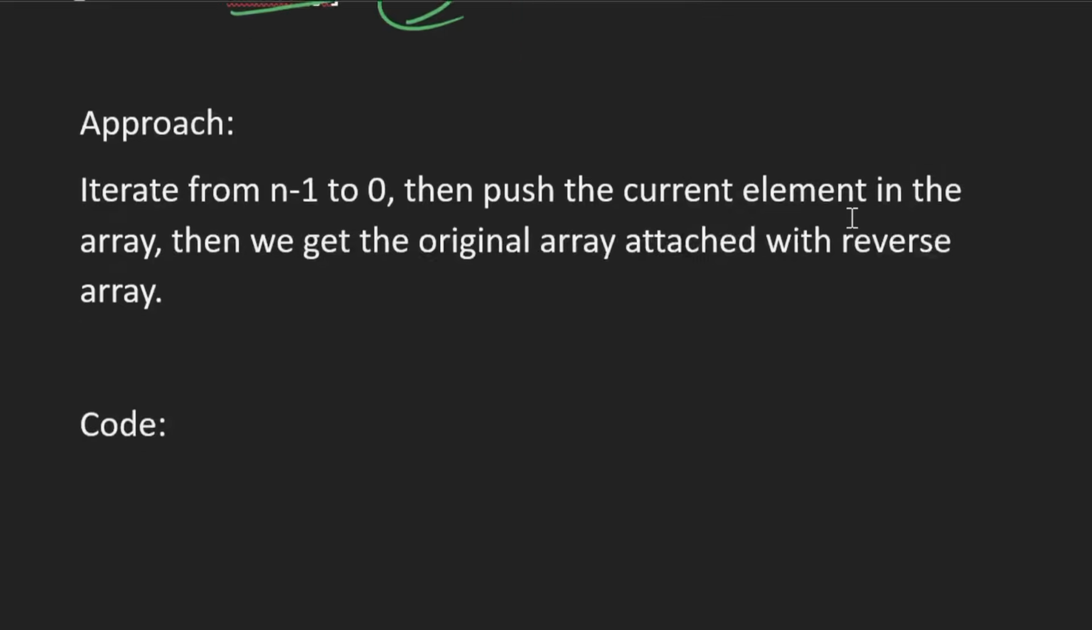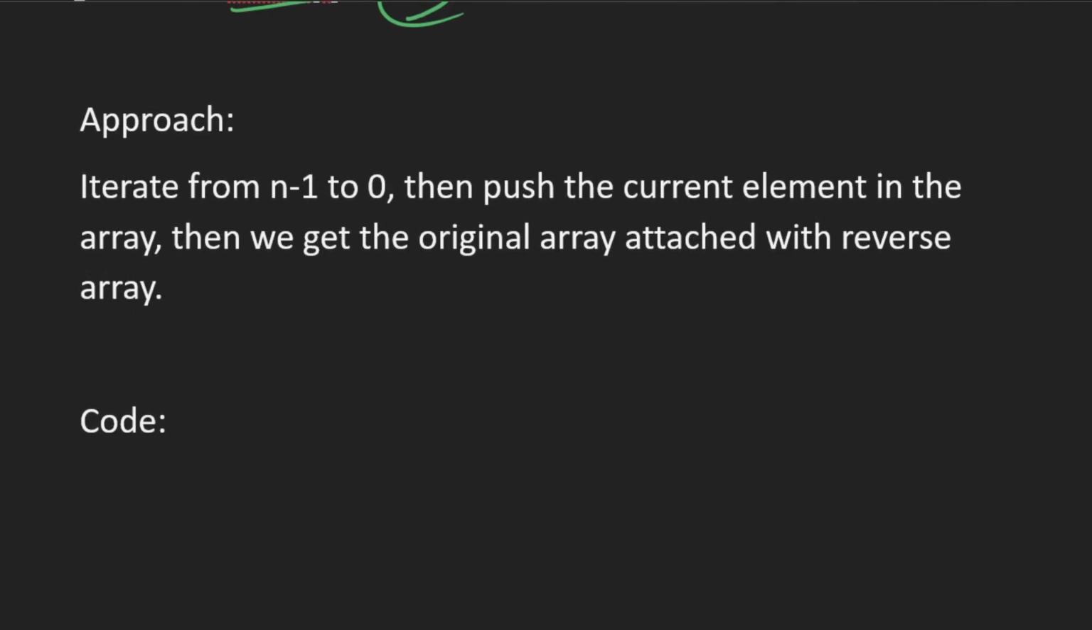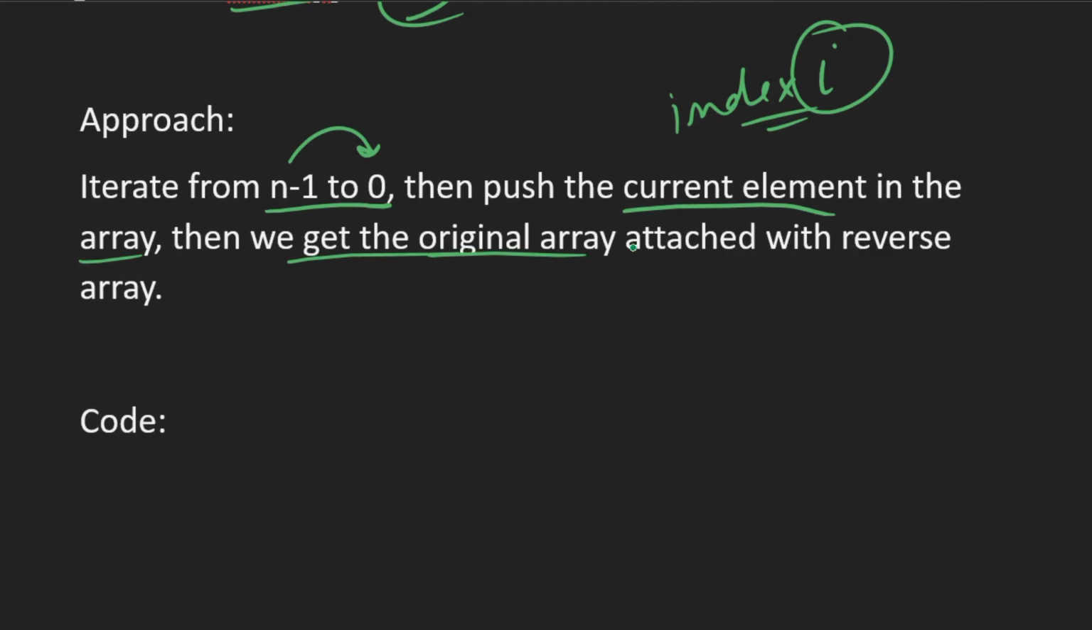So let's see the approach. What we'll do is, we'll iterate from index n minus 1 to index 0, and then we'll push the current element, meaning the element at which we are present. Like suppose we are at index i, then we put this element in the array, and then we get the original array attached with the reverse array.